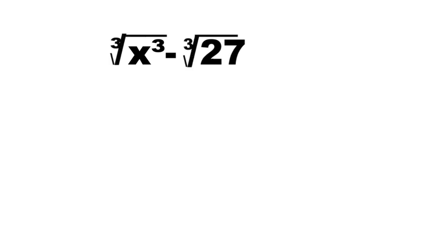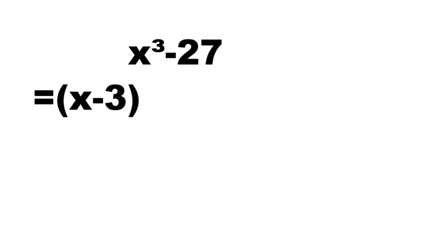Example: x cubed minus 27. Let's get the cube root. You have here the cube root of x cubed and the cube root of 27. The cube root of x cubed is x, and the cube root of 27 is 3. So the binomial factor is quantity x minus 3. Since this is minus, this is minus. x is the cube root of x cubed, and 3 is the cube root of 27.